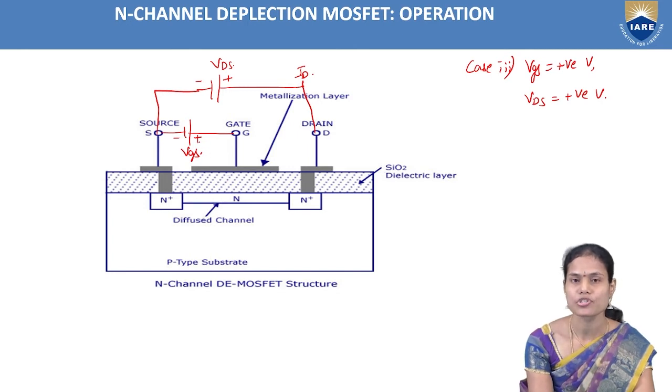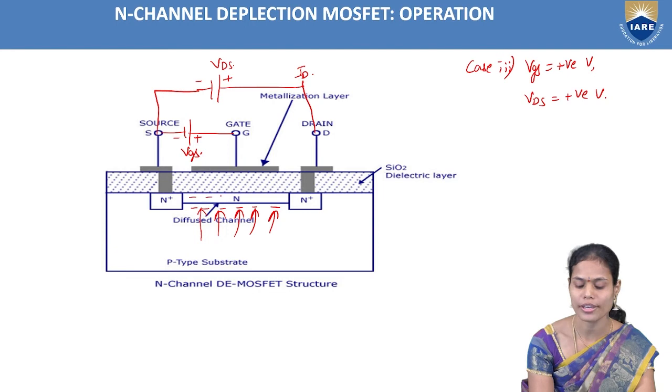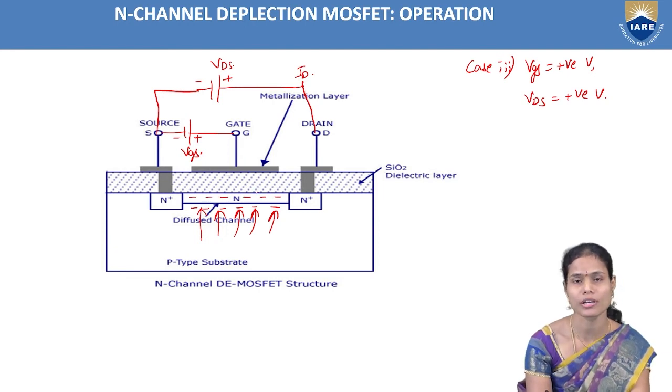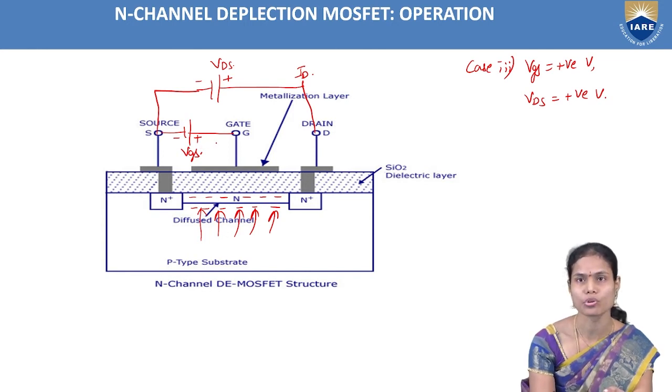because of this positive polarity of the battery, the minority charge carriers present in the P-type substrate, which are electrons, try to move towards the channel. In the channel we already have a large number of electrons, because it is an N-type channel with N-type charge carriers. So we are adding more electrons, more charge carriers, in the channel because of the positive voltage. Because of this positive voltage, these negative charge carriers are attracted towards the channel here.